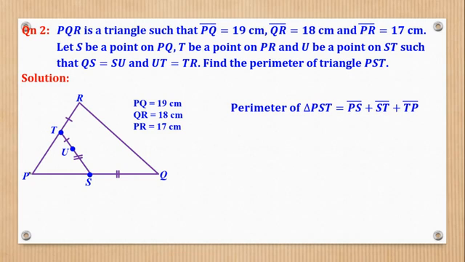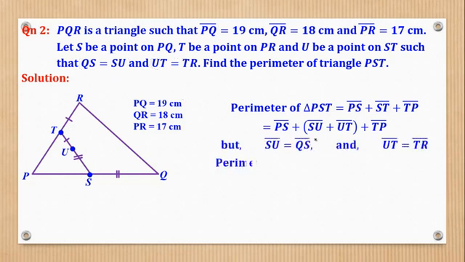So perimeter is equal to this plus this plus this, which is here. Okay. But this ST has two parts. There is SU, then also UT. So we shall split into two. ST is SU plus UT. Okay. Then we are told that SU is the same as QS and also UT is the same as TR. So come and substitute for SU. Where there is SU, you put QS, and where there is UT, you put TR.